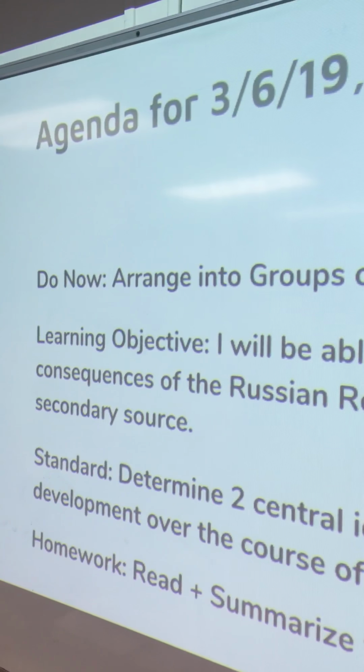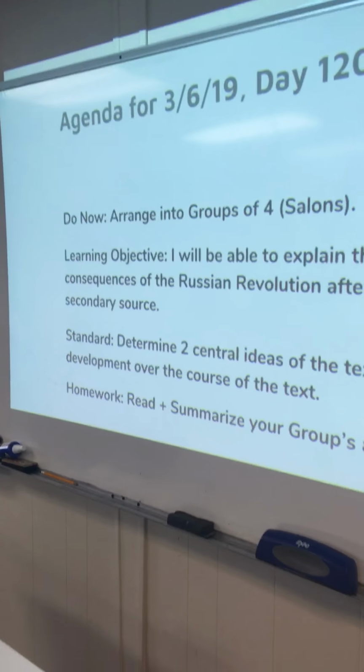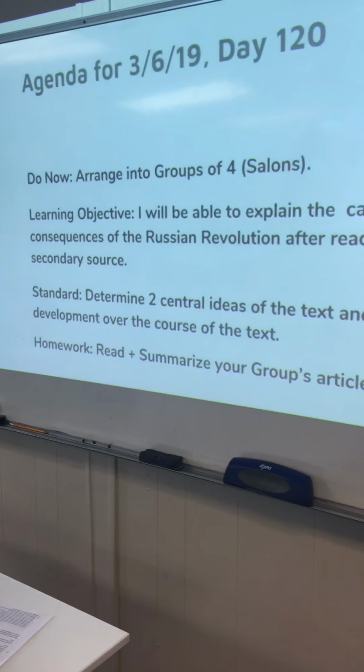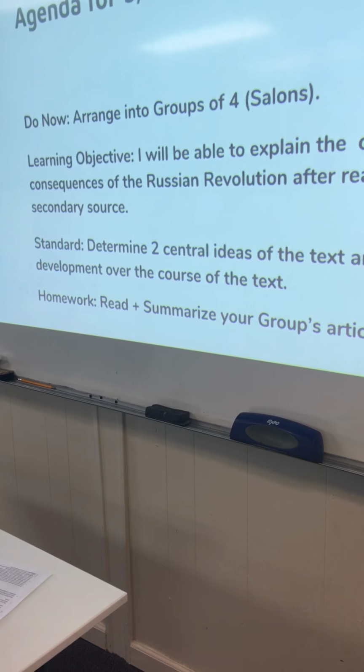All right, so this is the agenda for today. What they're doing is they're in what are called salons or cafes. They're reading a text on the Russian Revolution, and so the objective is to be able to explain the causes and consequences of the Russian Revolution as a result of reading the secondary source document.